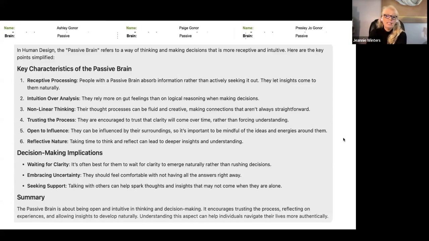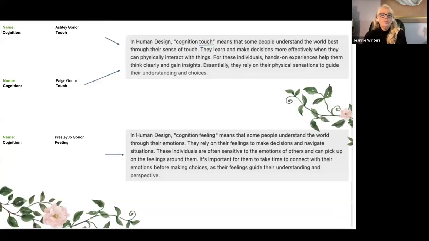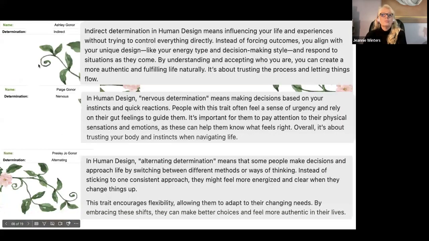So in summary, the passive brain is about being open and intuitive in thinking and decision making. It encourages trusting the process, reflecting on experiences, and allowing insights to develop naturally. Understanding this aspect can help individuals navigate their lives more authentically. So as we go on, I'll explain what each one has to do with. So this is more of digestion, this one, determination.